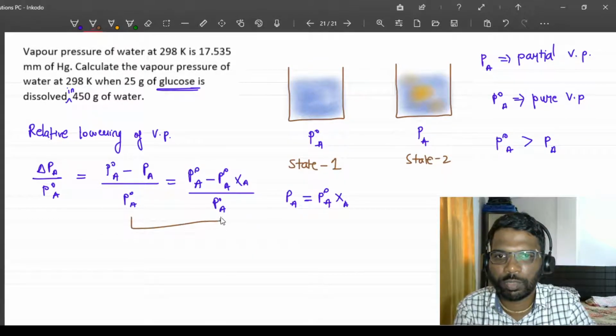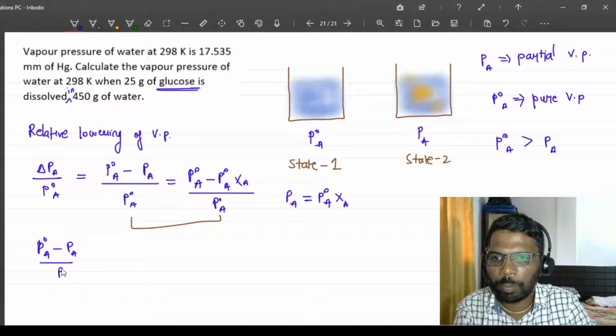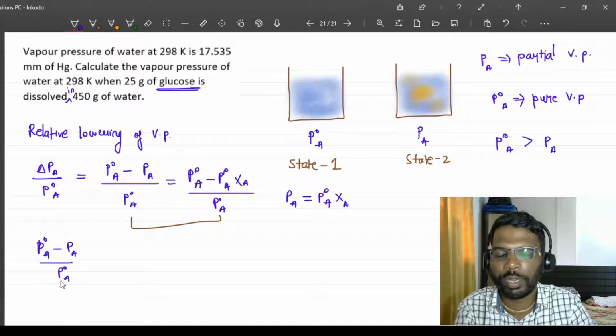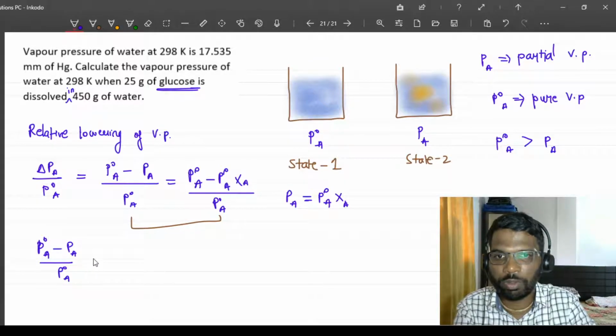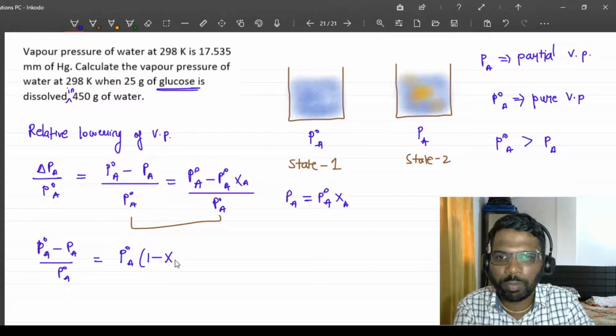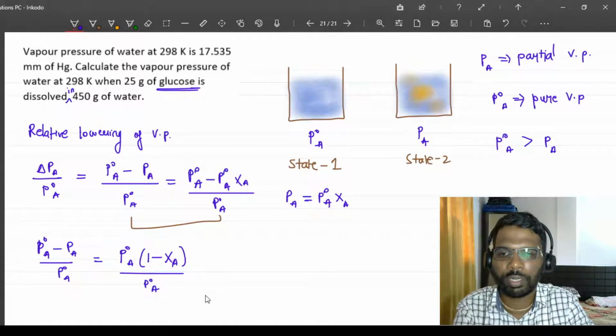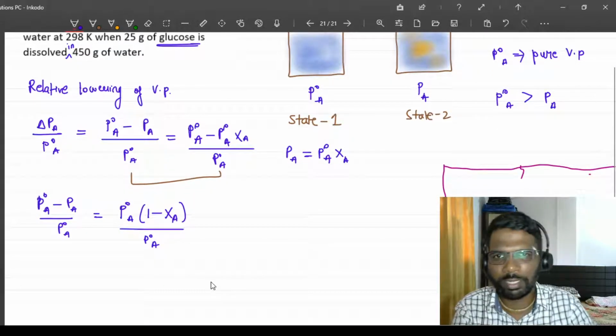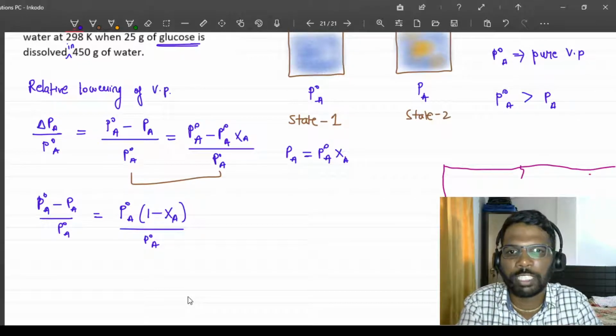I'm considering these two equations. Therefore, relative lowering, that is P naught A minus PA by P naught A, this whole term is called the relative lowering of the vapor pressure, numerator upon the denominator. From here, what we can take common is P naught A. So I am writing 1 minus mole fraction of A divided by P naught A. I'm just telling the steps so that the formula will become flexible for you to use.